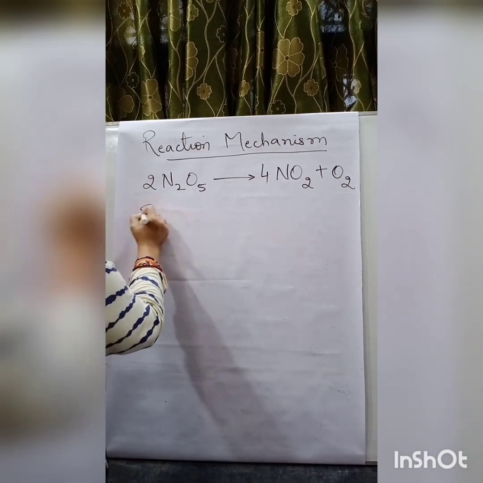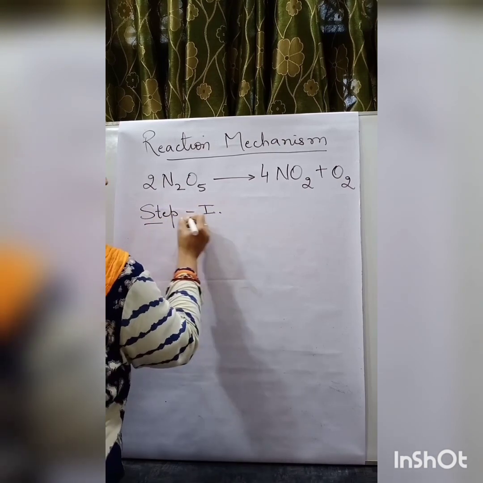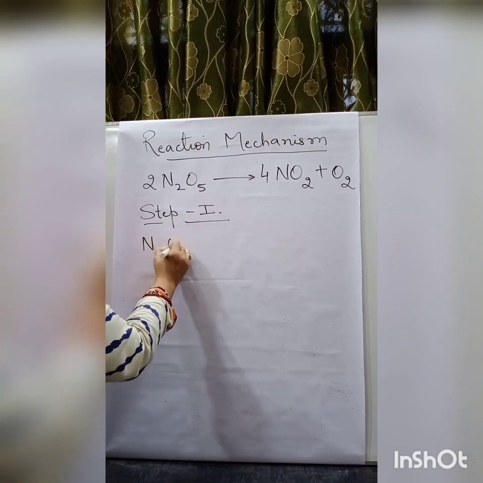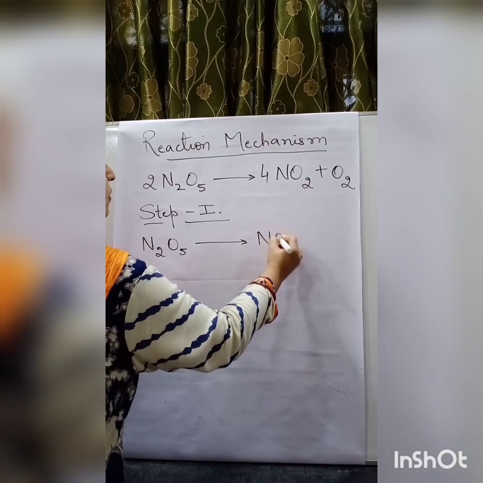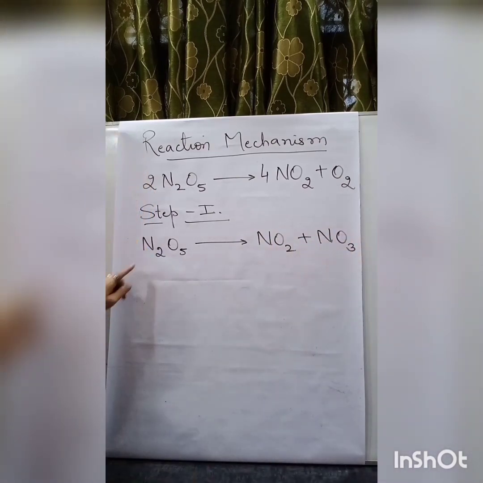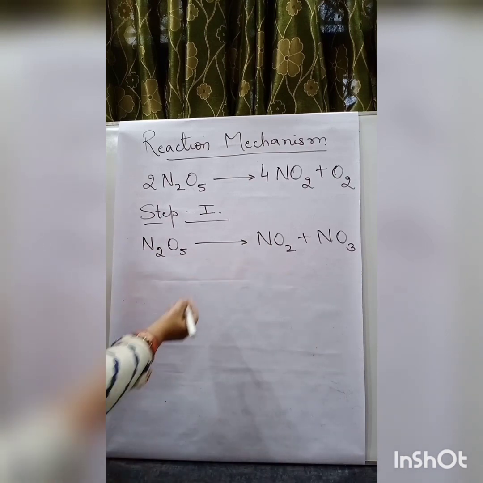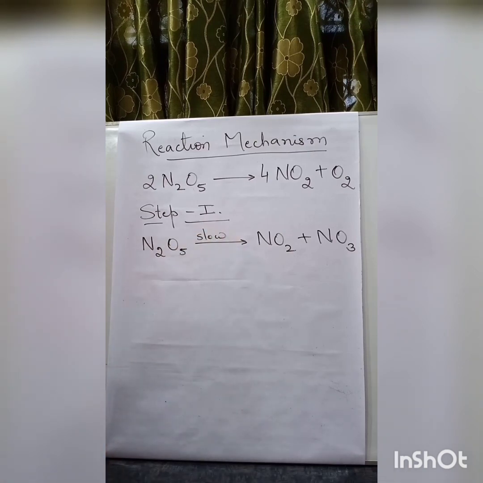Now, practically what happens in step number 1? In step number 1, N2O5 decomposes to give NO2 plus NO3. Now, when this reaction is taking place, the rate of this reaction is very slow. This is a very slow reaction. The rate is very slow.